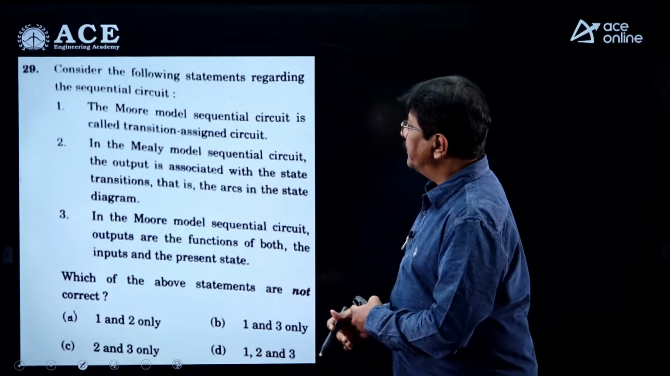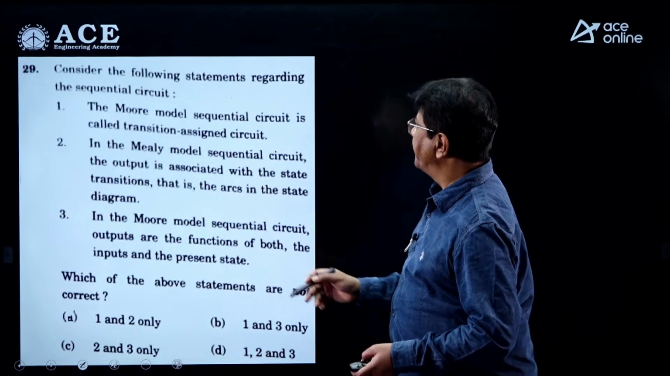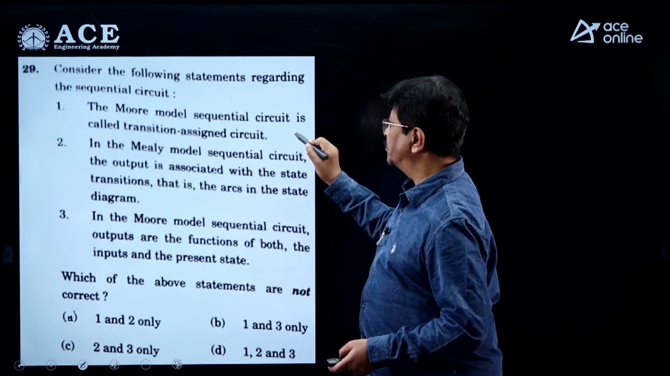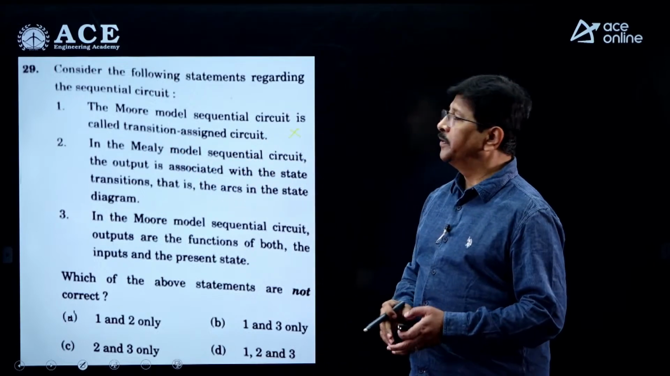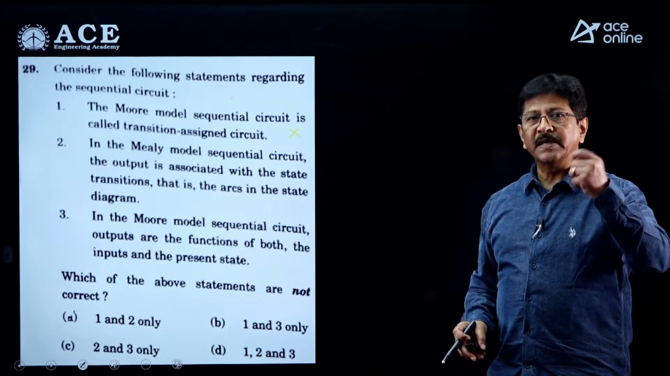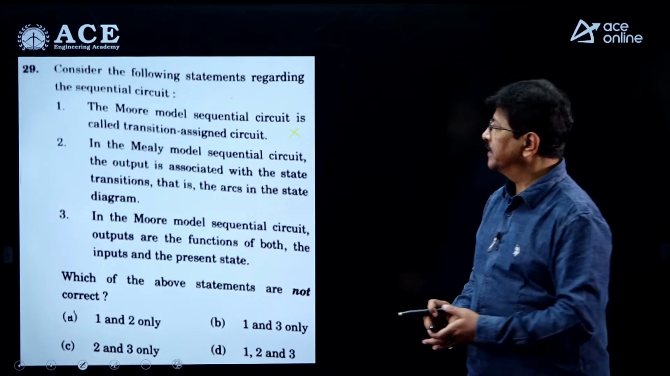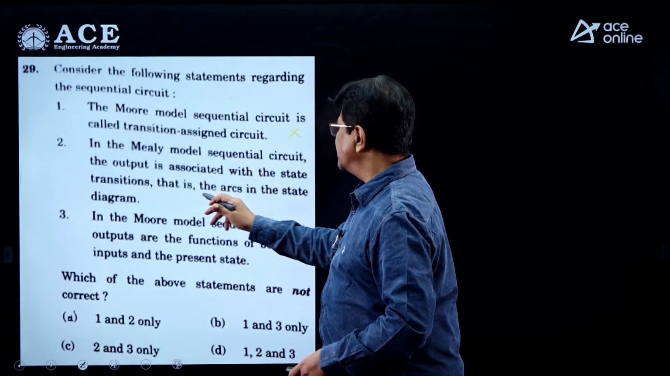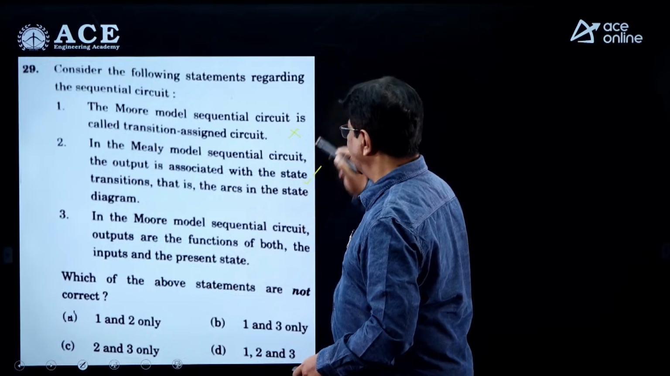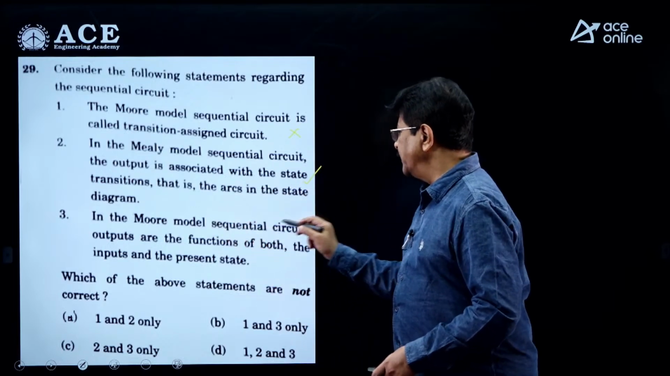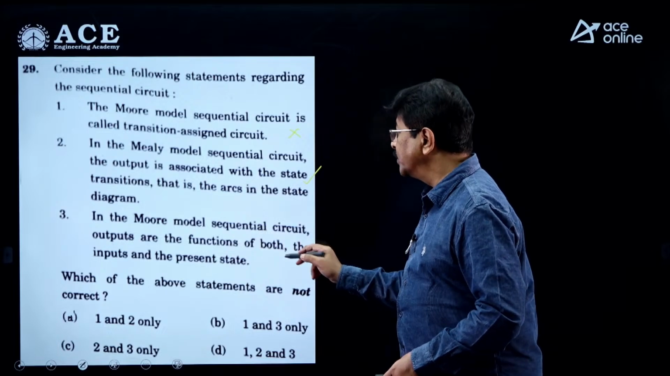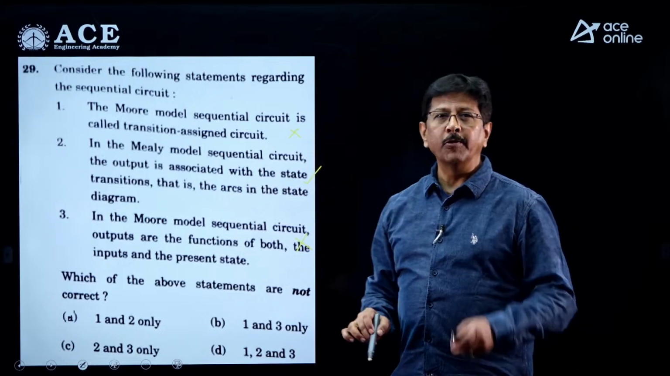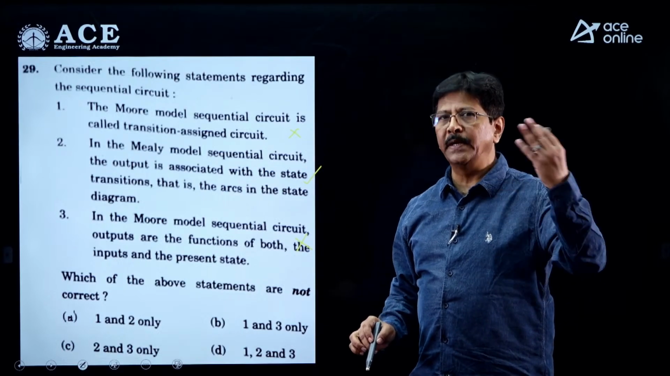Fine. Next comes the question with respect to the Moore model. Okay. So is a Moore model sequential circuit called a transition assigned circuit? No. Because it is going to have the output related to the present state only. It is not based on transition. Next one. In Mealy model sequential circuit, the output is associated with the state transitions, that is the arcs in the state diagram. It is correct. In Moore model sequential circuit, outputs are the functions of both the inputs and the present state. Wrong. Because in Moore model, output depends only on the present state without depending on the input.